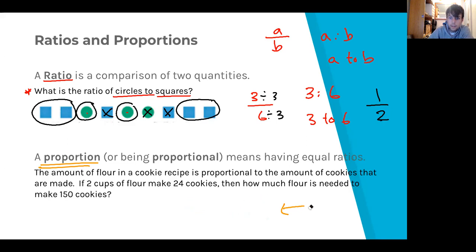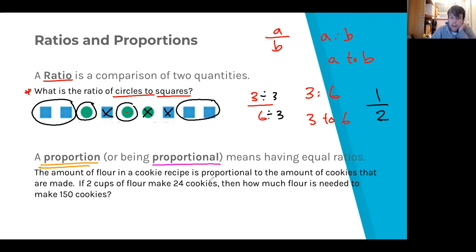Let's go ahead and solve this problem. The word proportional, this is the way we describe relationships. Sometimes we say things are proportional. That means the ratios that we create will be equal to each other. They will all simplify to be the same thing. Okay, so let's go ahead and look at this here.